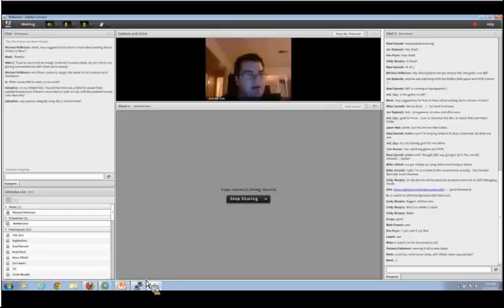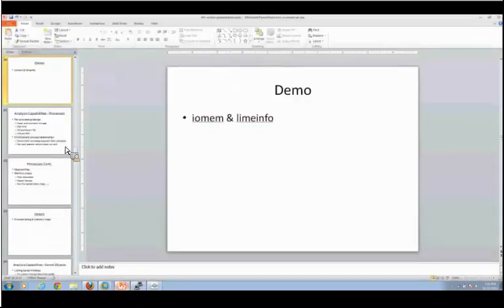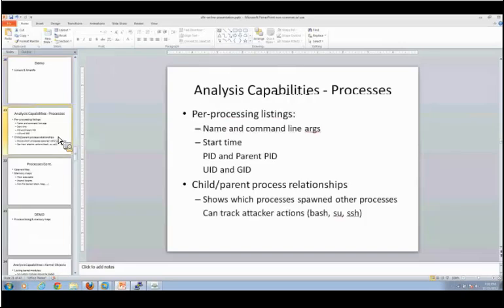Okay. No more questions. So that was just looking at 2 simple plugins. We're going to look at quite a few more as we go through. And the first analysis type that we want to look at is the idea of processes.